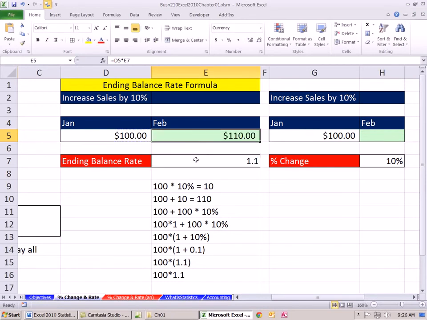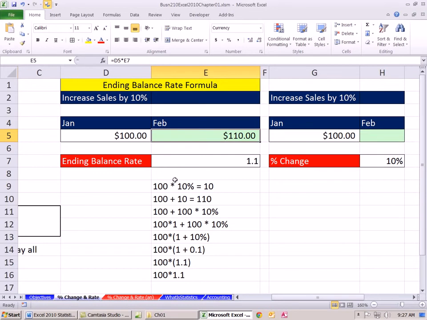$110. That is the correct ending balance. So what we did is we said, hey, we had some amount in January and we wanted to increase it, like some budget or something, increase it by 10%. So we did that. Now, why in the world is that true? Well, let's take a look down here. Let's do it step by step first.